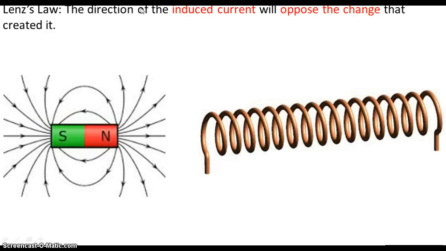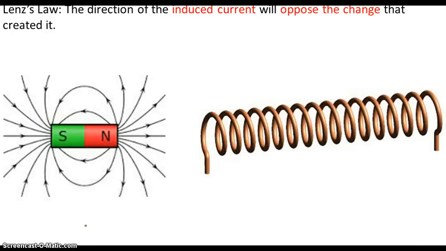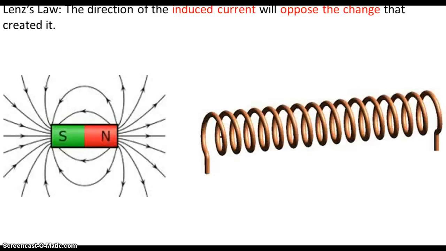Lenz's law says the direction of the induced current, that's the current that's created in the wire, will oppose the change that created it. So what does this mean? Well, there's going to be a current in this wire, right? And whenever you have current in a wire, a magnetic field is going to be produced. Okay, so the key is that the magnetic field that's produced is going to oppose any change.